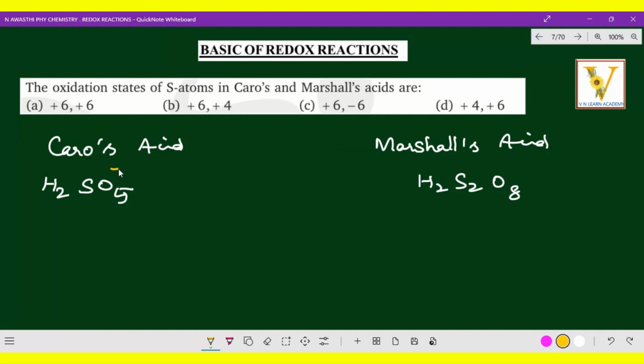So you will get here this side minus 10 and here you will get plus 2. So that you will get plus 8 oxidation state. Sulfur usually you will get maximum plus 6 oxidation state only. It cannot be plus 8. So the answer will be plus 6.